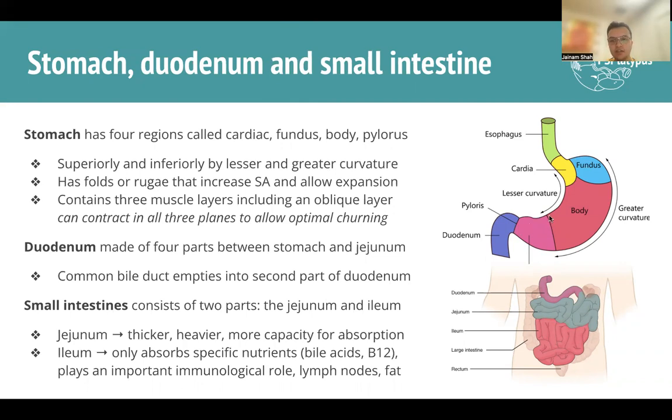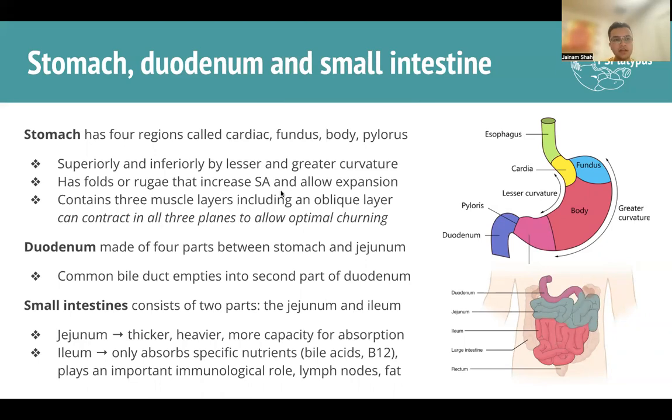And this harks back to things you would have covered in embryology. The reason why we've got these curvatures in the first place is because of that weird rotation of the stomach when it was in the embryo. It also contains folds, or what we call rugae, on the inside, and the main purpose of that is to increase the surface area. And if you eat a lot, it will also allow the stomach to expand to accommodate that level of food.